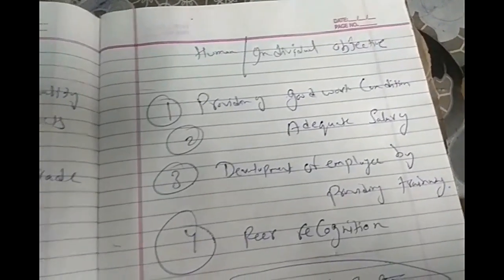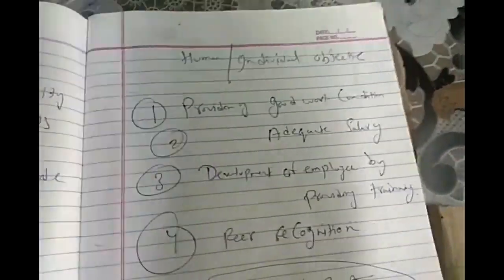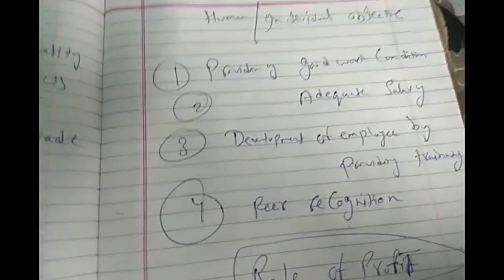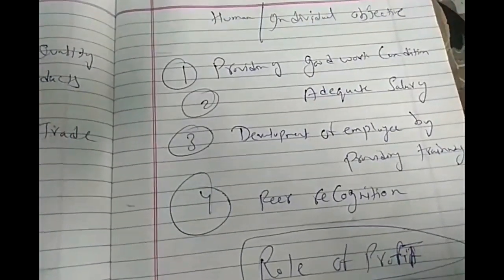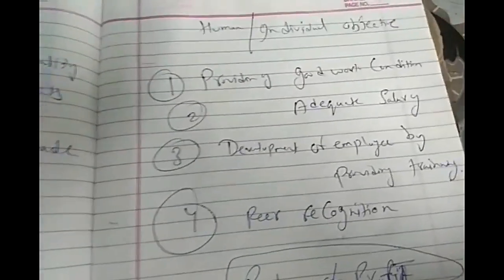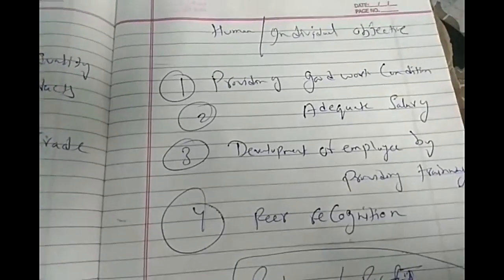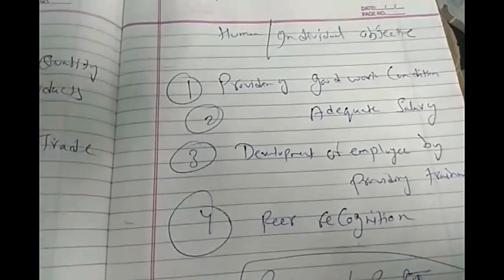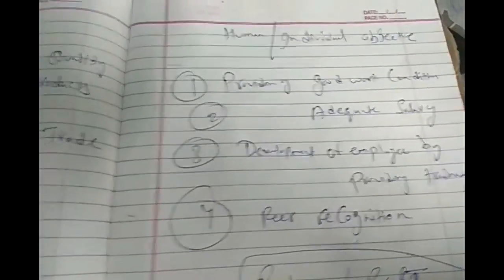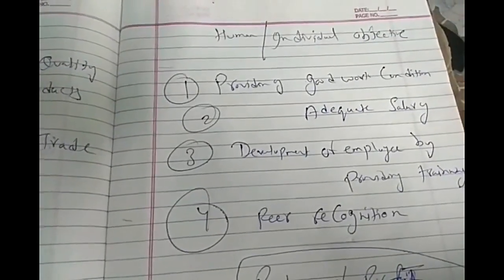Next, the business unit should provide an adequate or competitive salary to their employees, so they will get motivated and put in their best efforts. Because if they are getting less salary according to their qualification and work, they will not put in their best efforts for achieving the organizational goal.